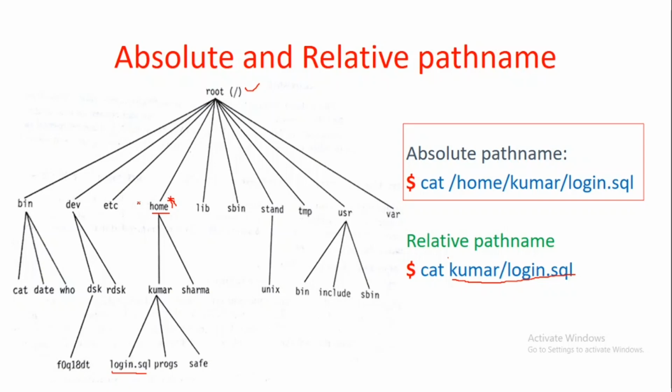Suppose the current working directory of the user was bin. Then it is not possible to give a path name like this. If the user's current working directory is bin, then he has to give an absolute path name. So these are the two different ways of giving a path name: absolute and relative.